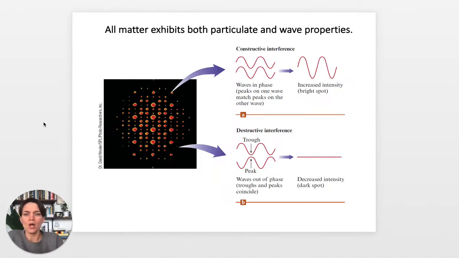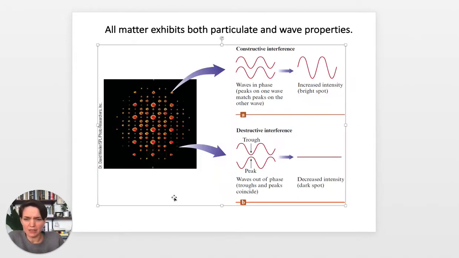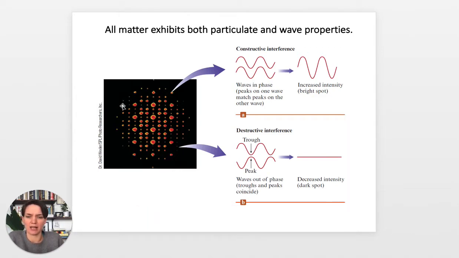Okay, so this image here is a diffraction pattern. This is the image that is created when you shine X-rays at a nickel alloy plate. We know that those X-rays are comprised of photons, which have both particle and wave-like properties. And this diffraction pattern is a really clear indication that these photons are also waves.